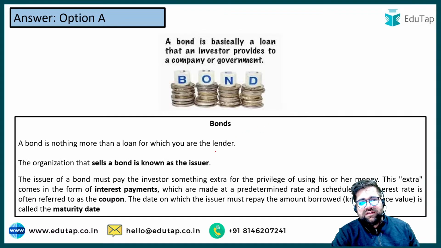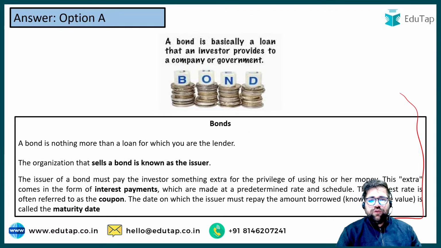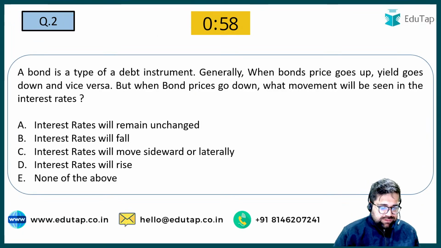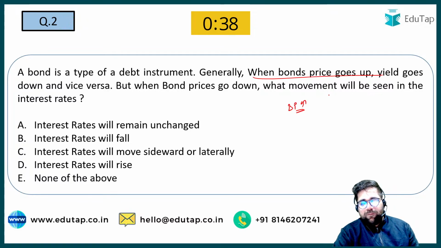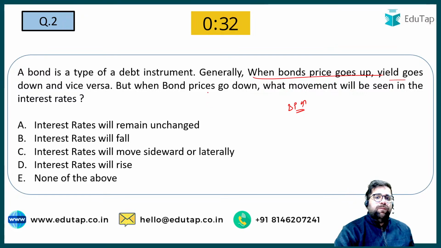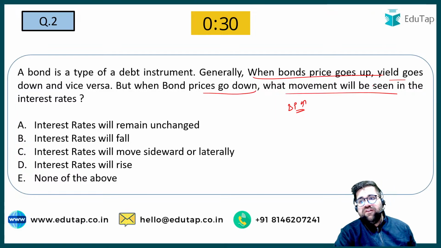Now let's move to the second question, and all this explanation is for you to read once you get the PDF of this class. Second question. A bond is a type of debt instrument. Generally, when bond prices go up, yield goes down and vice versa. But when bond prices go down, what movement will be seen in the interest rate?